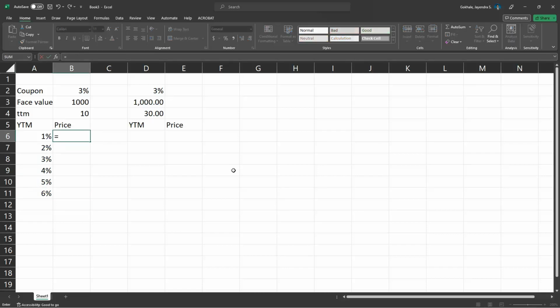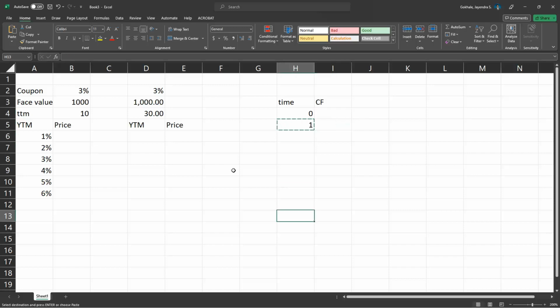Now, price is actually calculated in two ways. One is the cash flow approach, and the other is the present value approach. For the sake of illustration, let's do the cash flow approach just once. So time is this, and this is the cash flow. Since this is annual compounding, we go 9 and then 10 years.